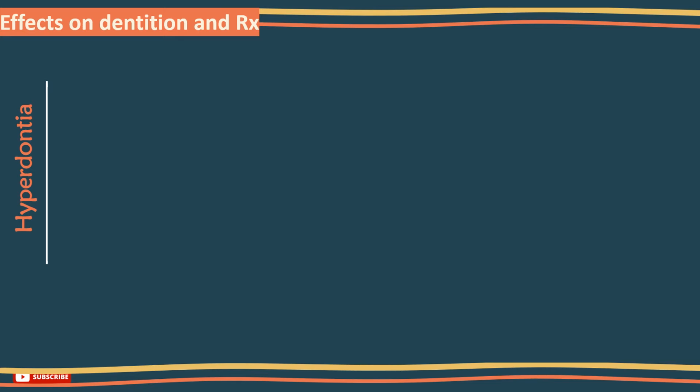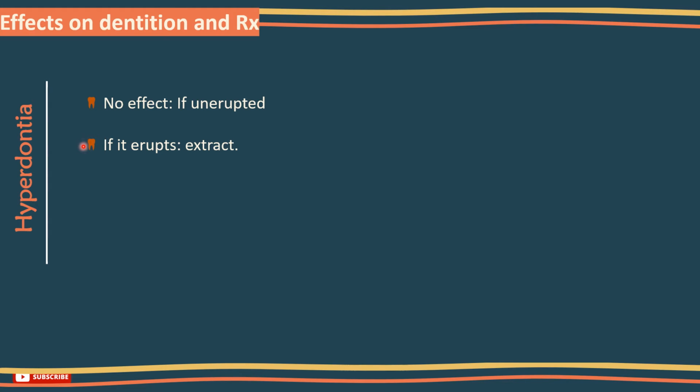The effects of hyperdontia or supernumerary teeth on dentition and how to treat them. It has no effect if unerupted, but it must be kept under observation, radiographic review occasionally to exclude any cystic changes or damage to the adjacent teeth, or both, which is relatively rare. If it erupts, extract it.